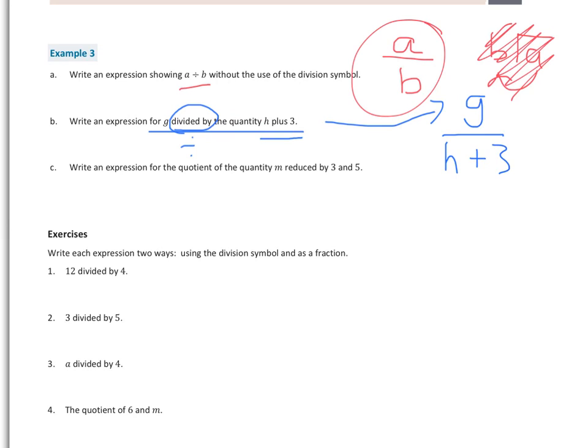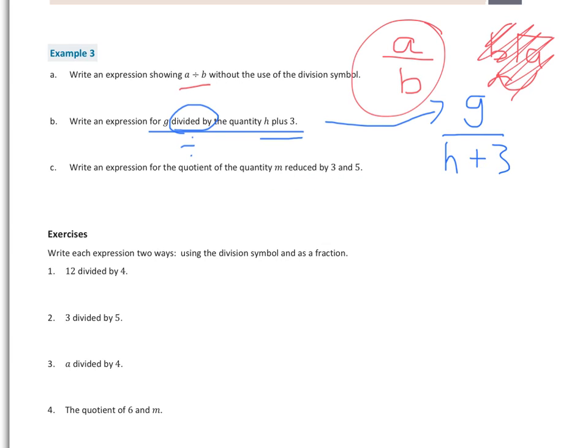Okay, now let's take a look at C. C says, write an expression for the quotient of the quantity m reduced by 3 and 5. This one is a little bit more tricky because it doesn't say divided by, and personally I think that divided by makes it sound a lot more obvious, like G divided by the quantity H plus 3. When it doesn't say divided by, you have to think a little bit more about where that actual division bar goes. So this one says the quotient of the quantity m reduced by 3 and 5.